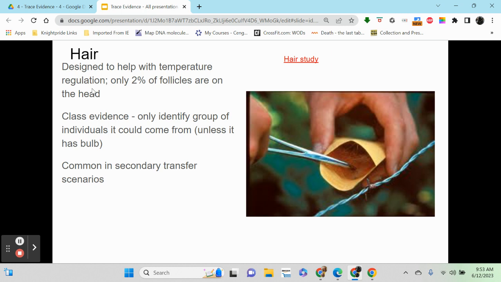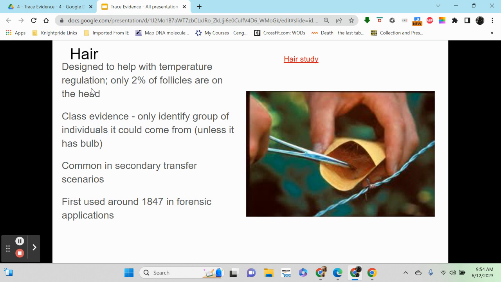We talked about the secondary transfer, primary versus secondary. Again, because hair is very light, it is also very durable and strong. So it withstands lots of environmental conditions and sticks around for a while. And so being transferred from one location to another, from one individual to another location, whatever the case might be, is going to be very common.